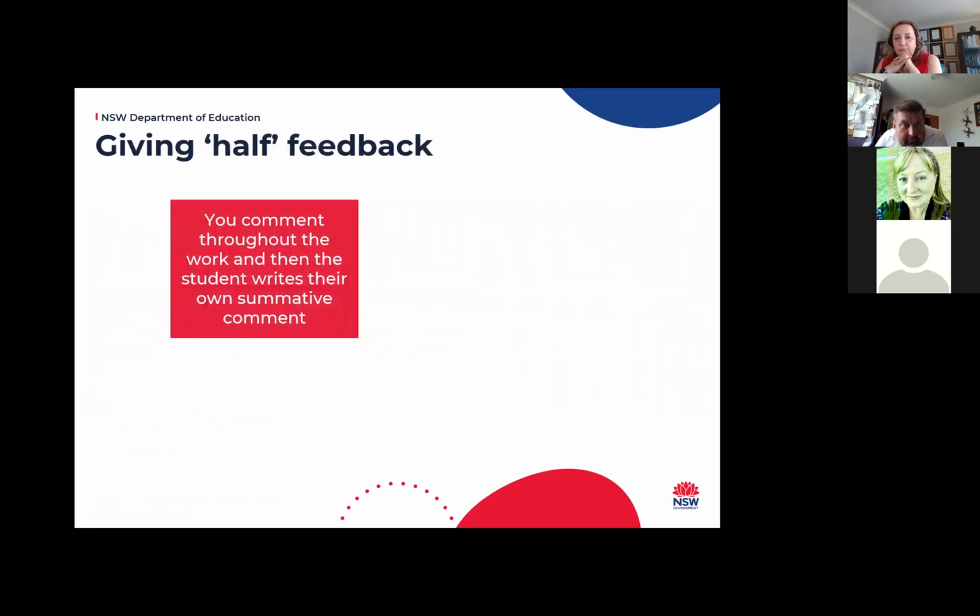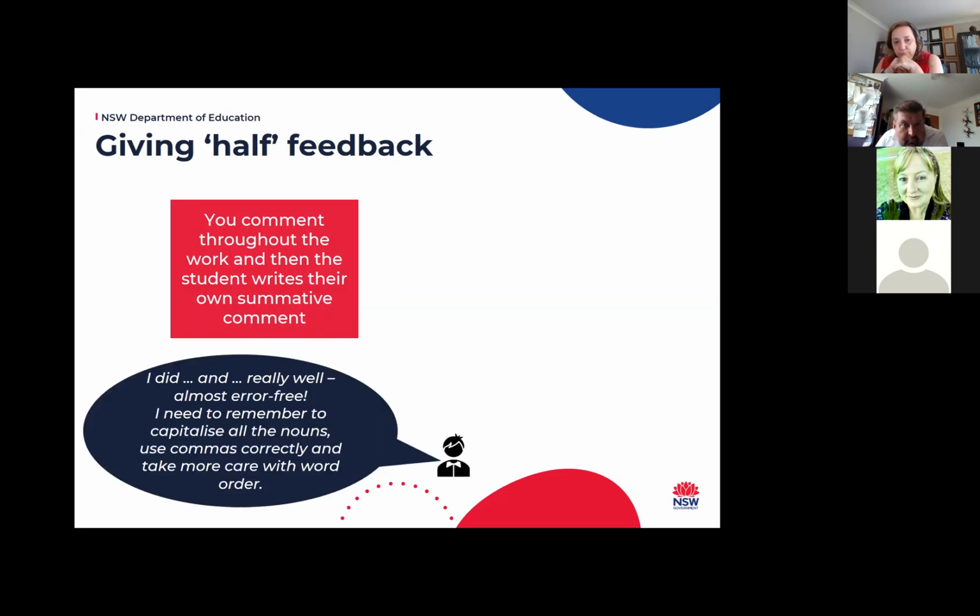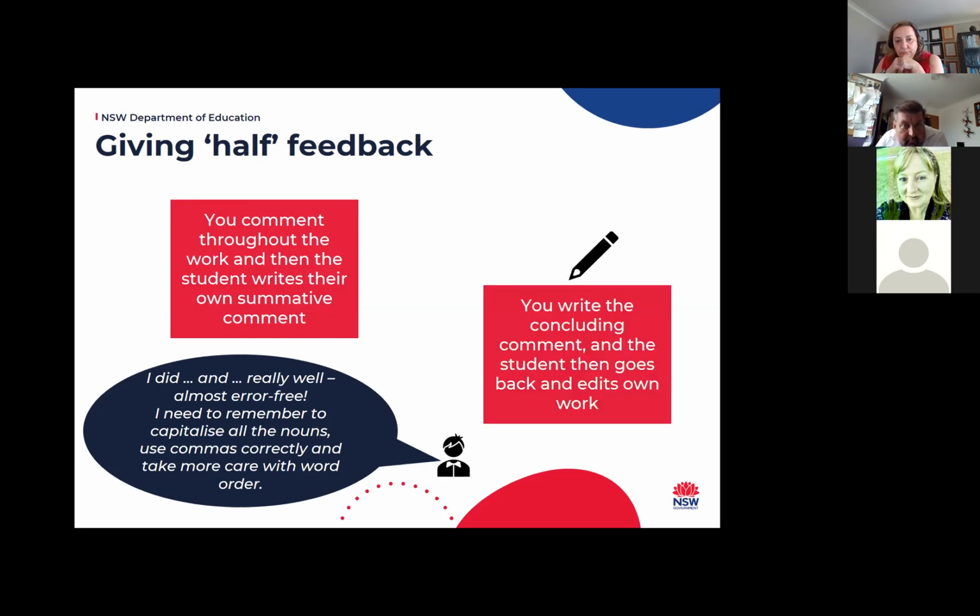Another useful strategy in supporting students to be responsible for their own learning is to only give them half the normal feedback and then ask them to do the rest. For example, you can comment throughout a piece of work and then students write their own summative comment. Consider the following. Or you can flip this and only write the summative comment yourself, and then the student uses this to go back and edit their own work.